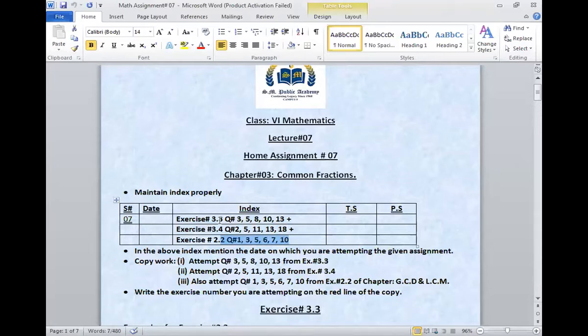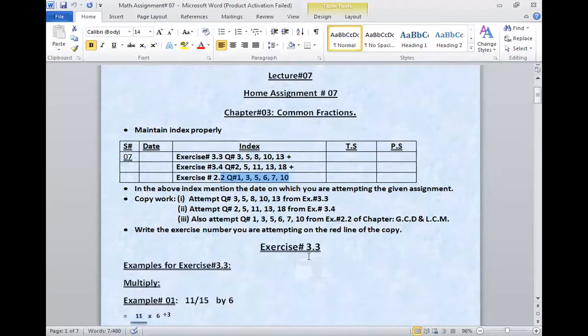Today's homework is exercise number 3.3, questions number 3, 5, 8, 10, and 13. You have to attempt these questions from exercise 3.3, and from 3.4 you have to attempt questions number 2, 5, 11, and 13. This is your copy work.